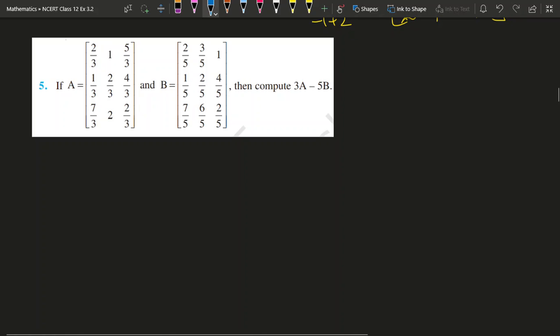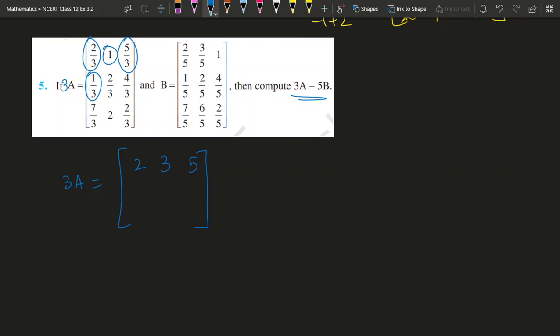So you have to compute 3A minus 5B. So it's essentially a problem of scalar multiplication as well as matrix subtraction. So if you do 3A on this matrix, 3A would be, so 2 over 3 times 3 is 2, 1 times 3 will be 3, 5 over 3 times 3 will be 5, 1 over 3 times 3 will be 1, again, so 2 over 3 will become 2, 4 over 3 will become 4, 7 over 3 will become 7, 2 would become 6, and 2 over 3 would become 2.